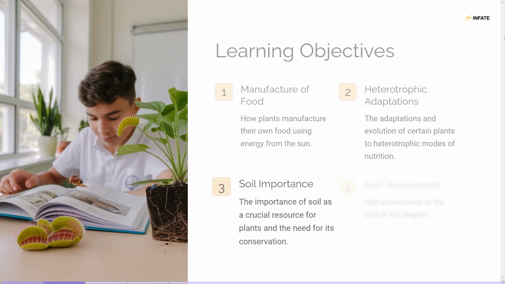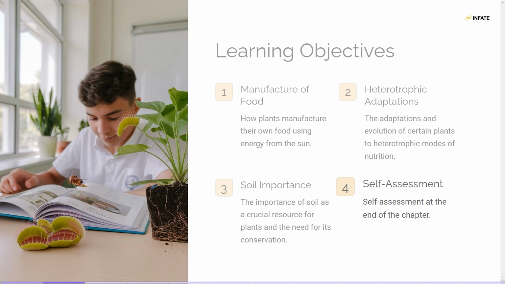3. Soil importance, recognizing soil as an essential resource for plant growth and learning about the need to conserve it. 4. Self-assessment, a recap through self-assessment activities to evaluate understanding at the end of the chapter.